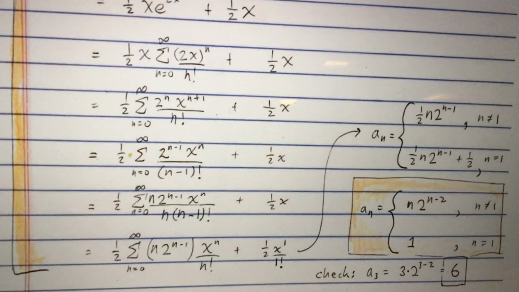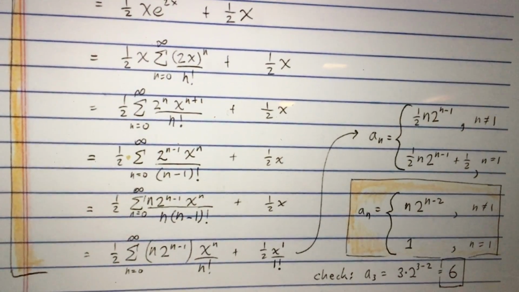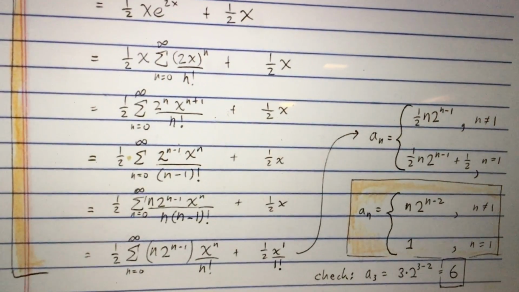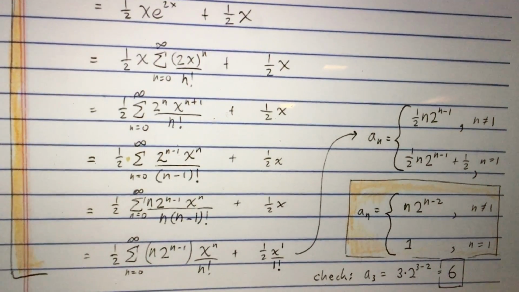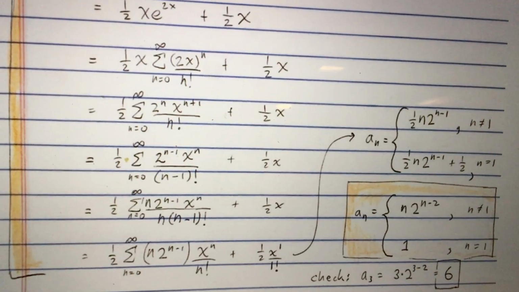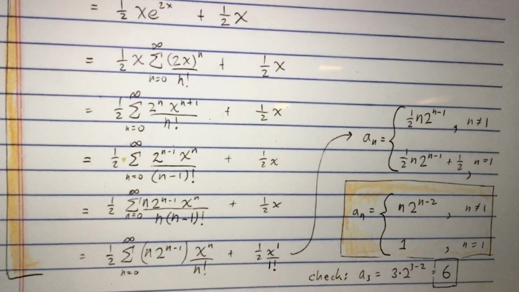Now it looks exactly like the definition of the exponential generating function. And so the stuff in parentheses is a sub n. I have to make sure to keep that 1/2 on the outside. And then I also have to make sure that I don't forget the little 1/2 x that's added on. That's 1/2 x to the 1 over 1 factorial.